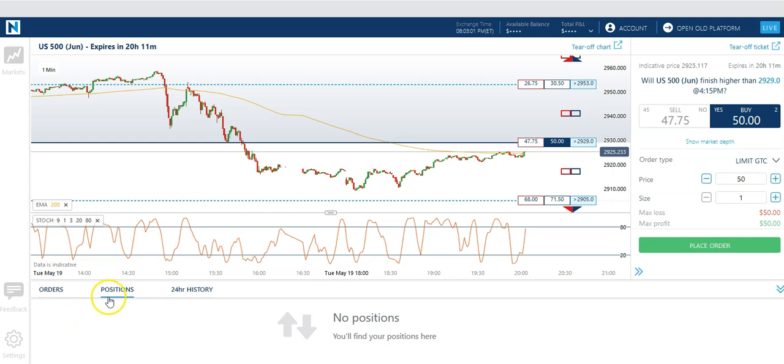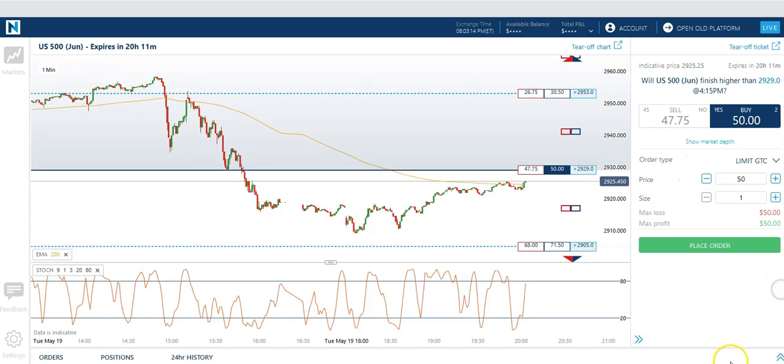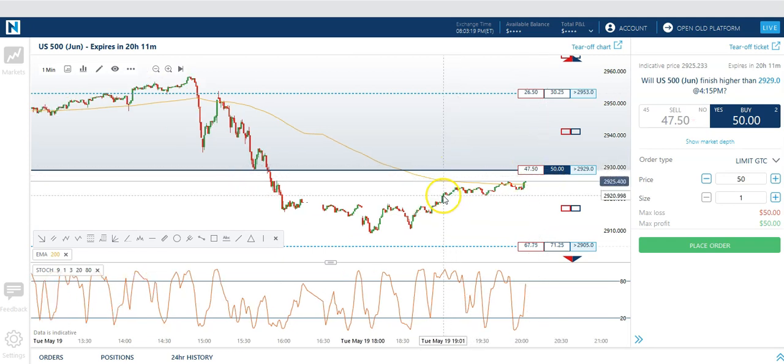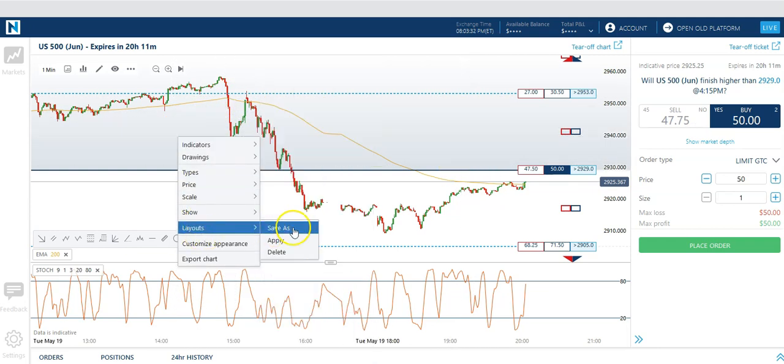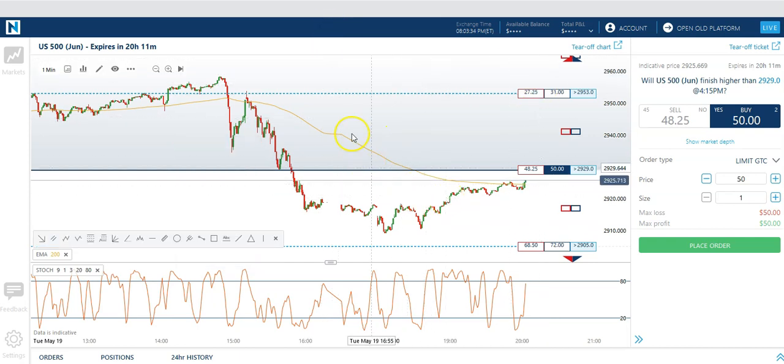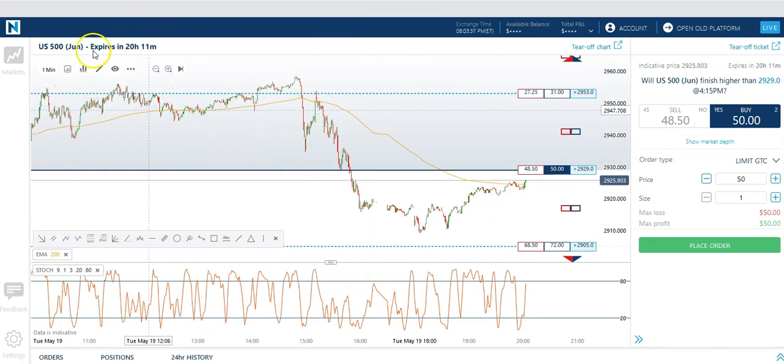Down here we have orders, positions, 24-hour history. If I have any orders or positions, it'll say it. If I want more of the chart, I can condense it by left clicking these arrows down here, and it gives me more of the chart. Again, go back to my other video. I show you how you can set up all your charts, and you can even save them once you have the chart the way you want. Right click, layout, save as. So we're just looking at a 1 minute chart.